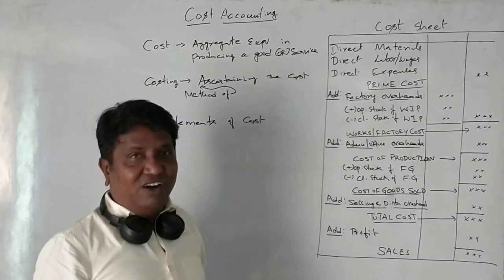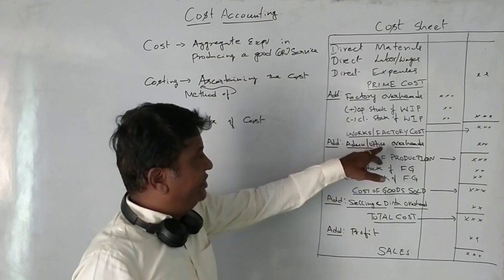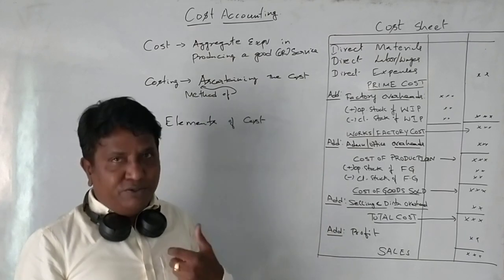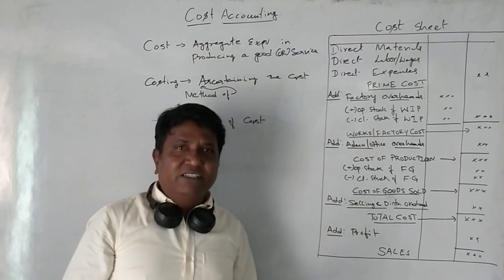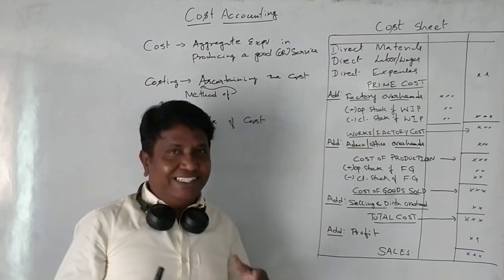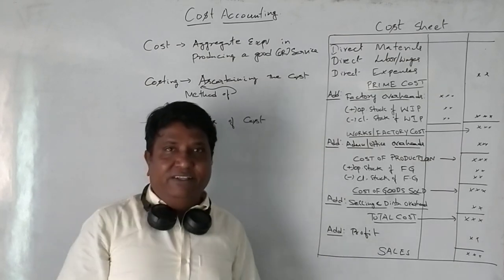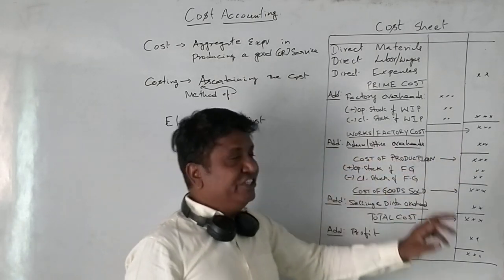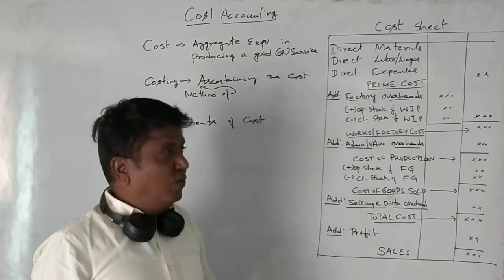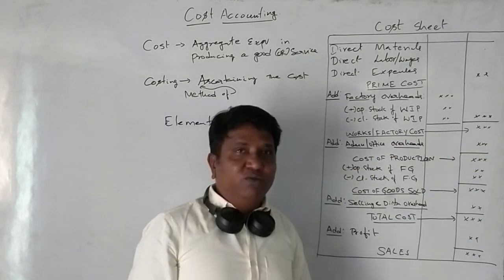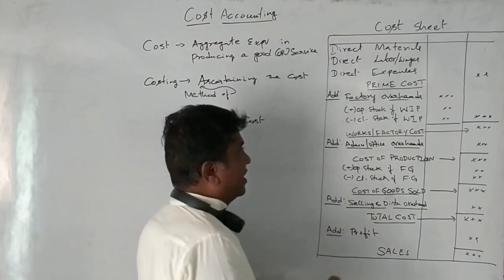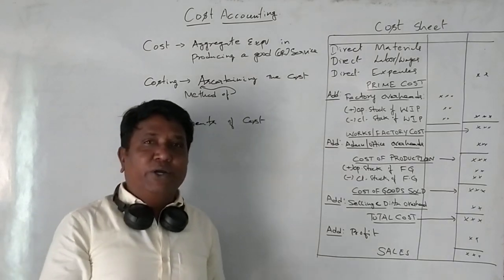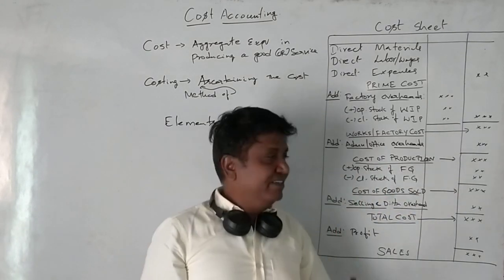To this factory cost, we add administration or office overhead. What is this administration or office overhead? It is all the expenses incurred in administration or establishment or office. All such expenses come under this. So we will add administration or office overhead here. Once you add administration overhead, we get cost of production. What is this cost of production? What is the cost incurred to produce a good? That is called a cost.